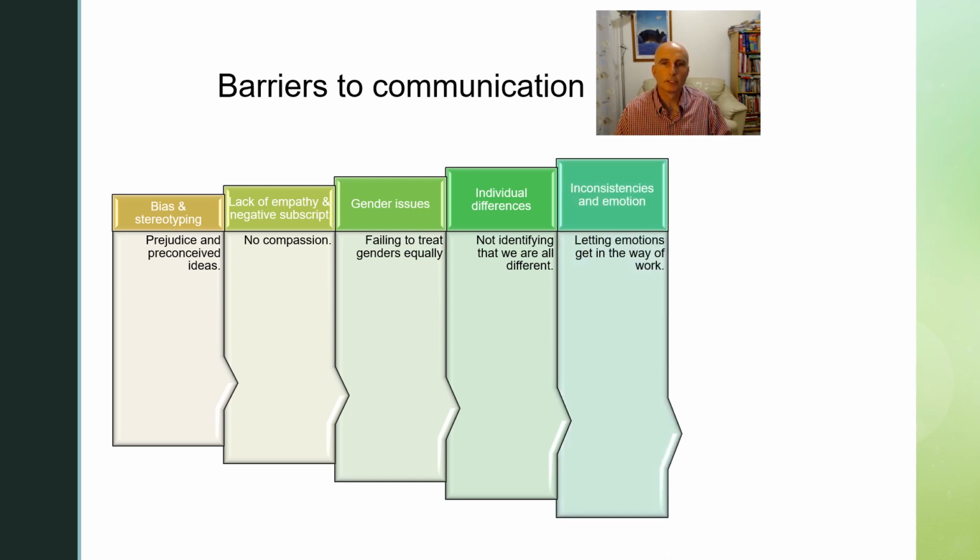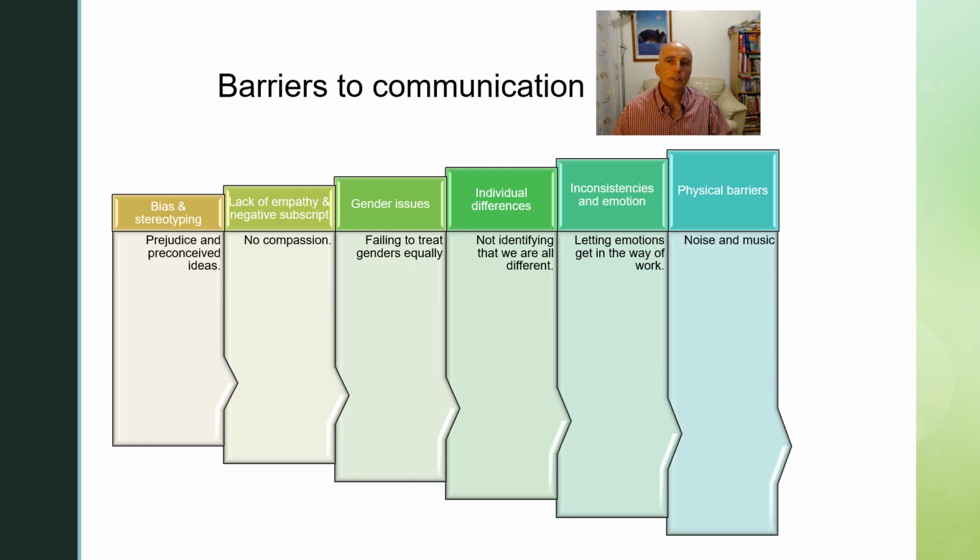Inconsistencies in emotion. There are times, say in an emergency, a fire emergency, if someone's getting very, very emotional, it's actually not really that helpful. As they're getting very emotional, you'll find that they don't communicate very well, and it just stirs up the whole situation. Look, noises and music and a whole range of things are physical barriers, and phones are one of those.